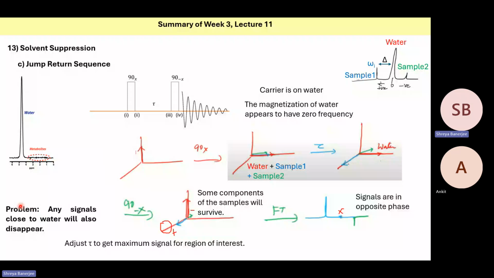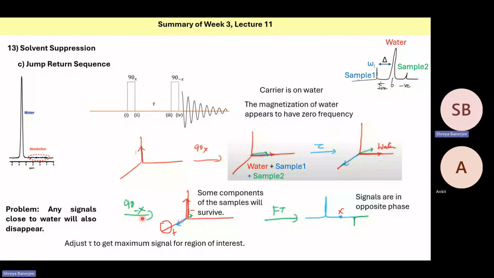So normally, how do you know how much tau should be set? Suppose you set tau very long, then the signal of sample 1 and sample 2 will also rotate and come back to the y-axis. And then if you apply 90x, they will also get quenched. So you don't want to do that. There is a certain tau at which the signals will be of maximum intensity. Normally that is screened by the machine, and the computer automatically screens that to give you the best intensity of the signals. So this is one method called the jump return sequence.